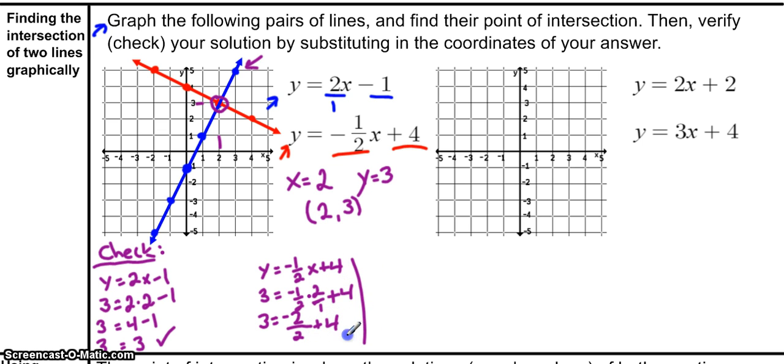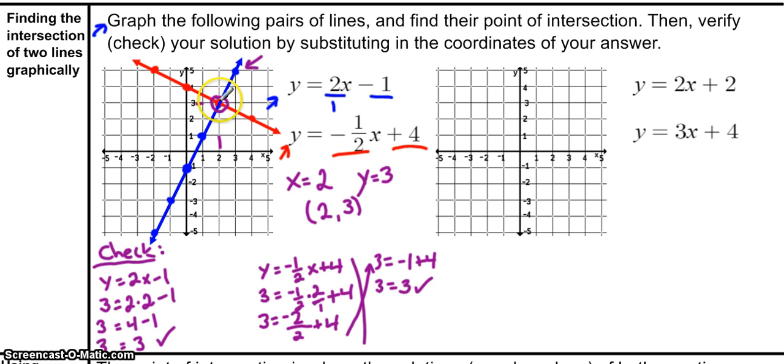I'm going to move up here for this next part. So then we've got 3 equals, well, negative 2 over 2. That's just negative 1. So 3 equals negative 1 plus 4. Bring that down. And then negative 1 plus 4, that leaves me with 3. So again, 3 equals 3. That means that the point (2, 3) is also a solution to the second equation.